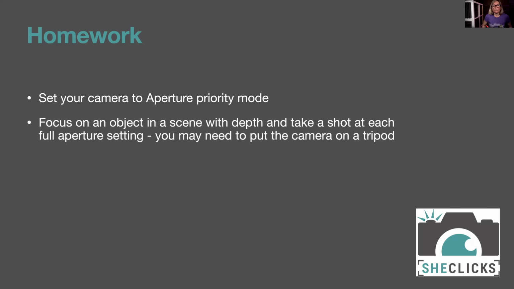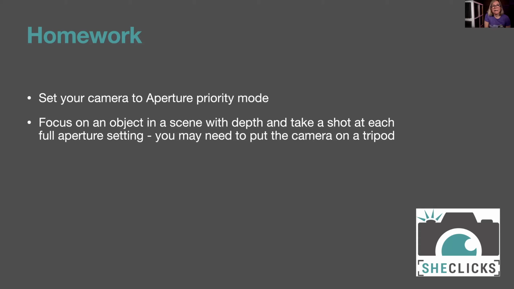Now, focus on an object in a scene with depth. What I mean by depth is something that has something in the foreground, something in the middle, and something in the background. It could be a landscape, but you might arrange some chess pieces on a board, or you might have some railings or a fence or something like that. Focus on a point in that image, ideally the center point. So compose so you've got something in the center, maybe with the railings going at 45 degrees through your picture.